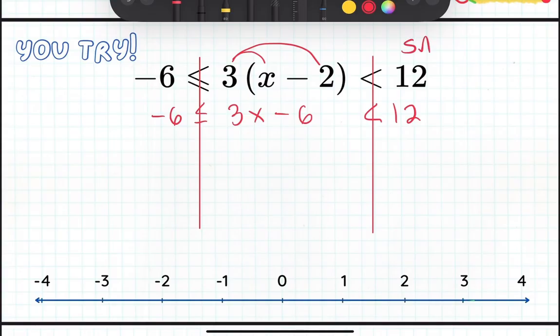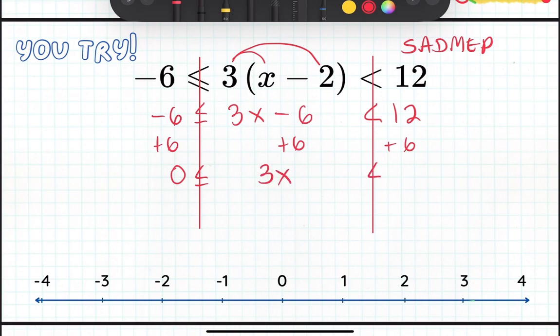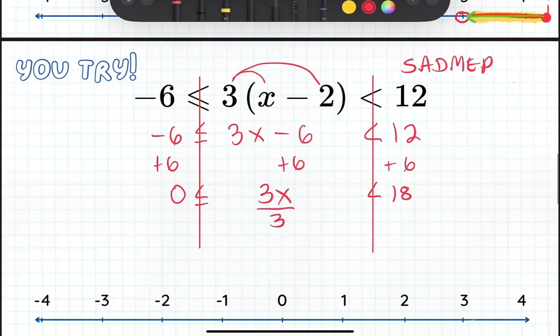And now we're going to apply the same SAD method. I'm going to add 6 to every single side. Negative 6 plus 6 is 0, less than or equal to 3x, less than 18. And now the last step is to just divide by 3 again on every single side. And I get 0 is less than or equal to x, which is less than or equal to 6.